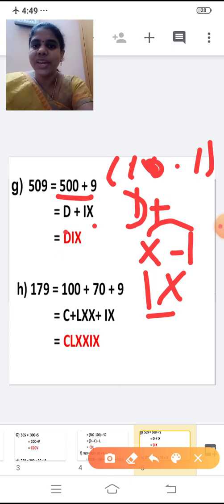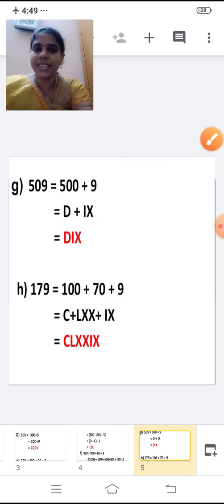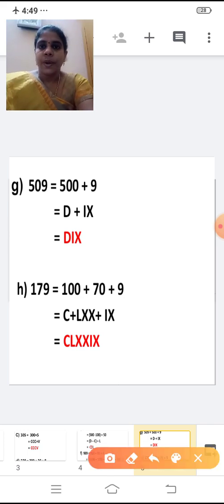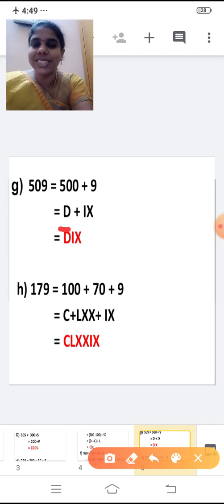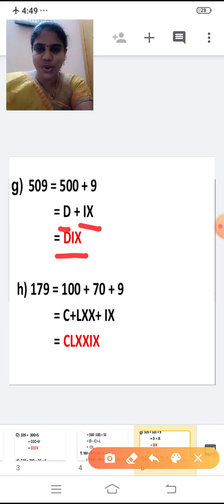So the answer is DIX. The Roman numeral for 509 is DIX. So 509, you split that: 500 plus 9. The Roman numeral for 500 is D, and the Roman numeral for 9 is IX. Now add all together. DIX. Shall we move on to the next one?